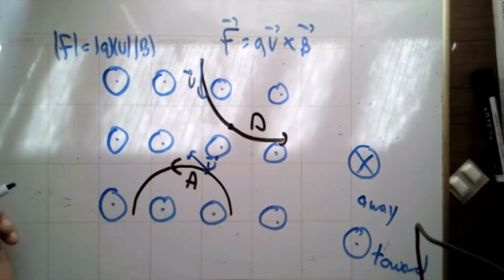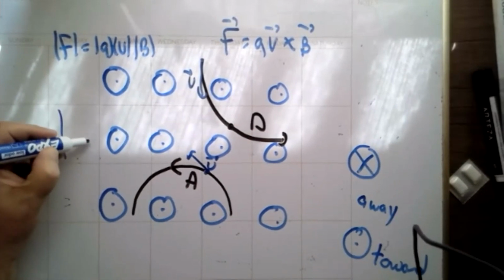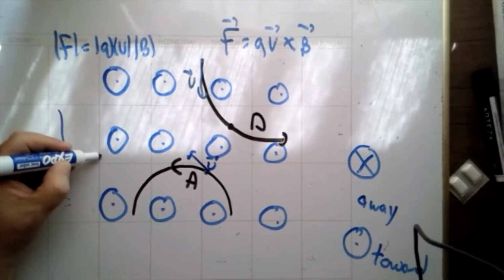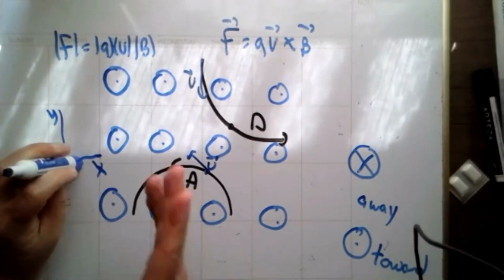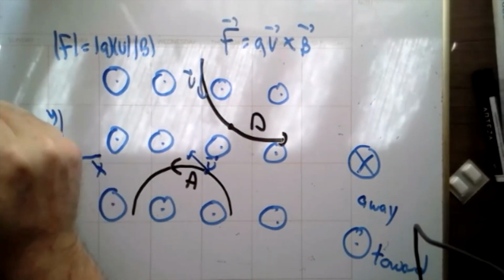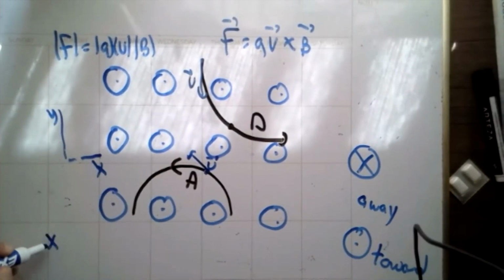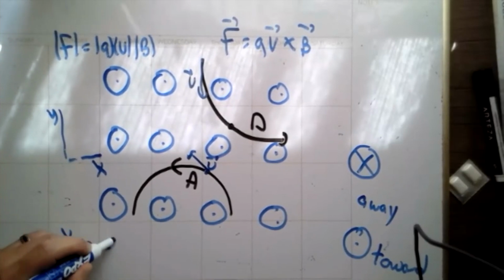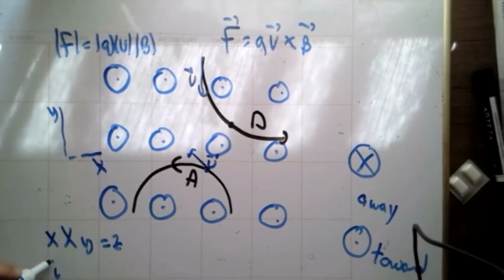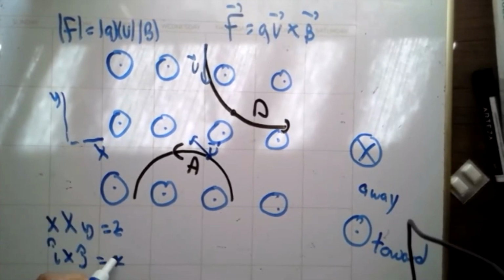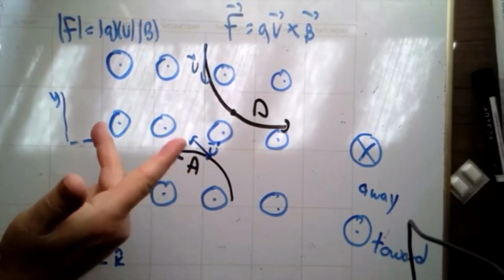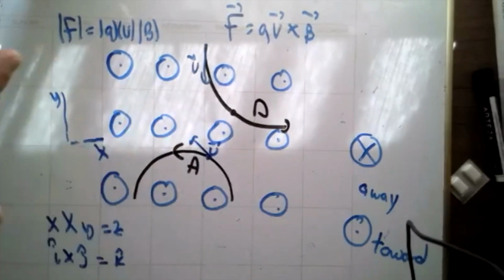XYZ coordinate system. In fact, that's one way to remember it. If you think XYZ, and then Z would point out, X cross Y equals Z. Really, it's i hat, the vector that points in the X direction, cross j hat, the vector that points in the Y direction, is k hat. But you could think X cross Y equals Z.